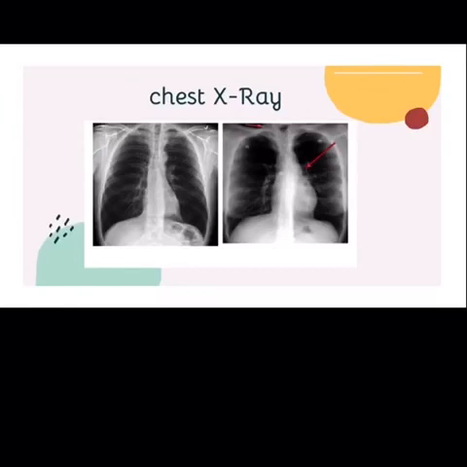The chest X-ray of an asthmatic patient usually appears normal, but in some severe cases, you have an increase in anterior-posterior diameter or barrel chest, and also darker lung fields, and flattening of the diaphragm.